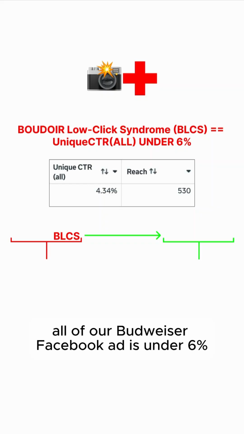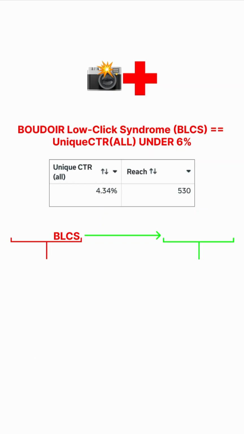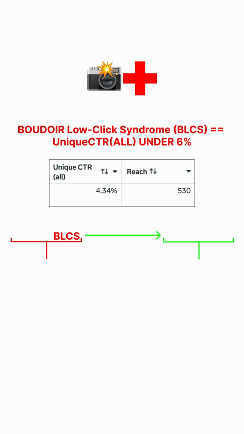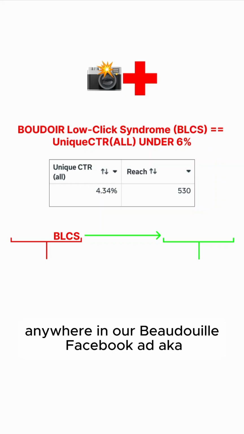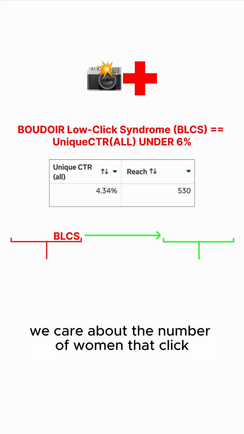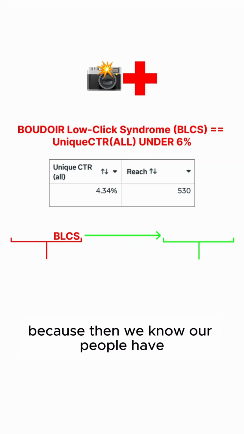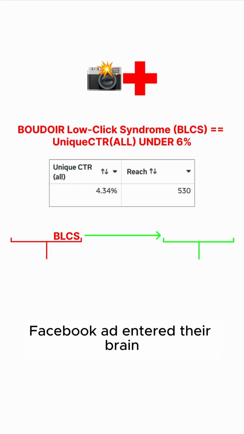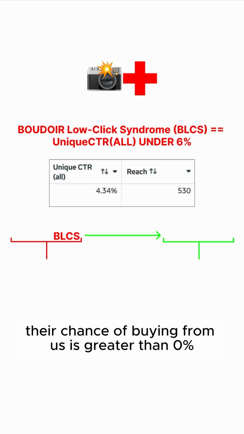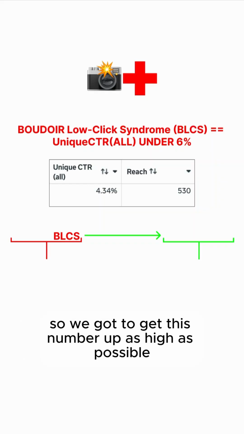is under 6%. This means fewer than 6 out of 100 women are clicking anywhere in our Boudoir Facebook ad, aka they're not simply scrolling on by. We care about the number of women that click anywhere in our ad because then we know our Boudoir Facebook ad entered their brain, and that's the only time their chance of buying from us is greater than 0%. So we got to get this number up as high as possible.